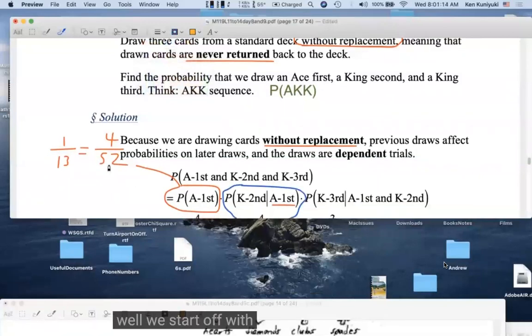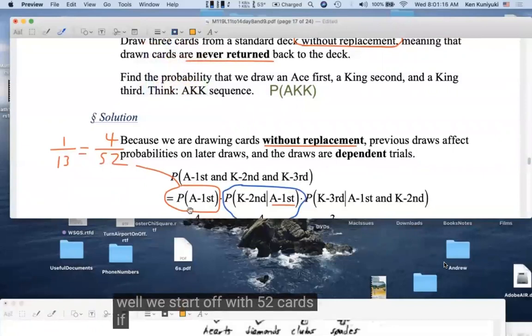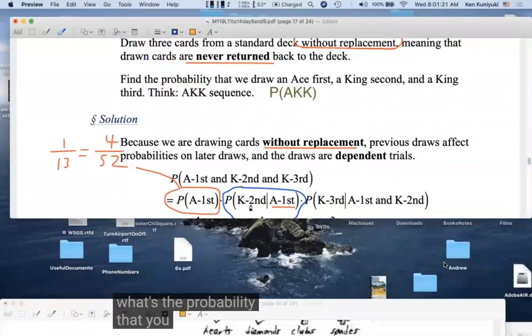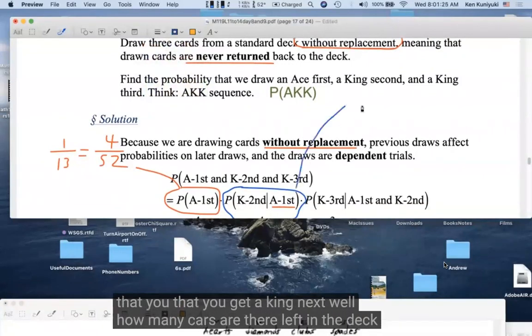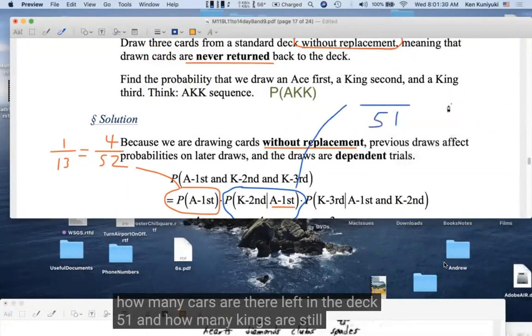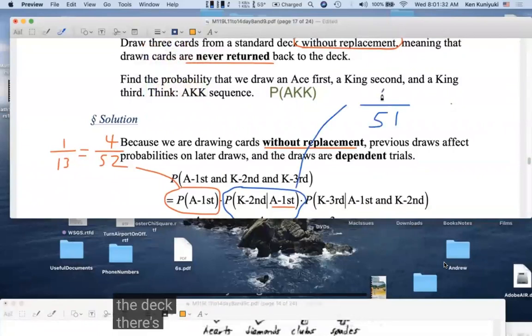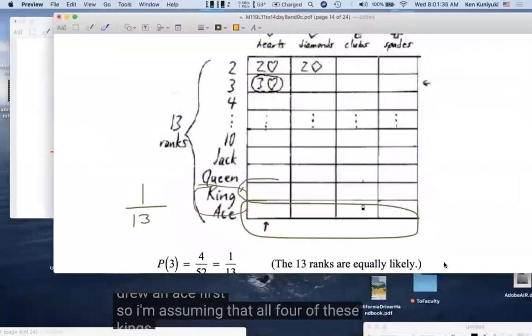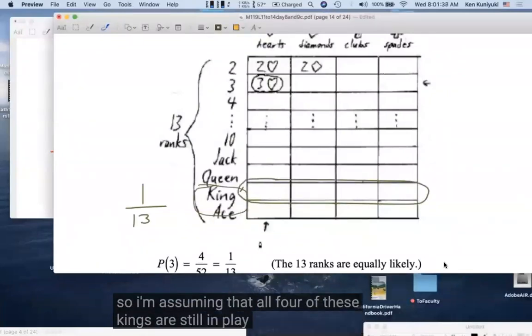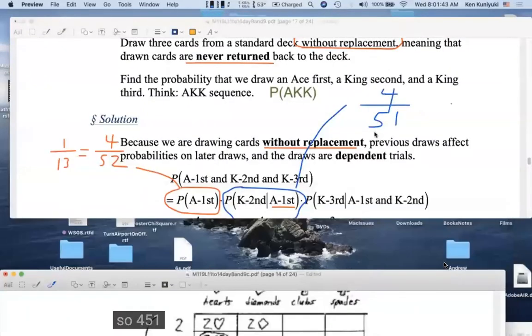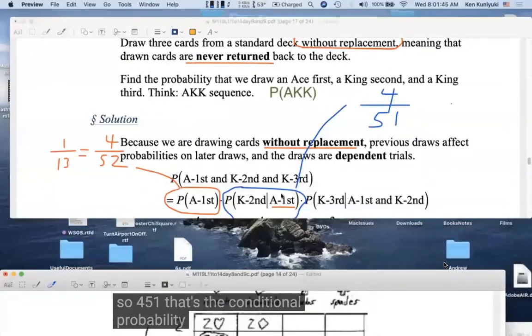Well, we start off with 52 cards. If we're assuming you drew an ace first, what's the probability that you get a king next? Well, how many cards are there left in the deck? 51. And how many kings are still left in the deck? There's still 4. We're assuming you drew an ace first, so I'm assuming that all 4 of these kings are still in play. So 4/51. That's the conditional probability.